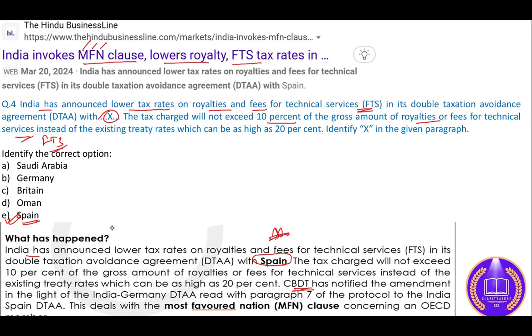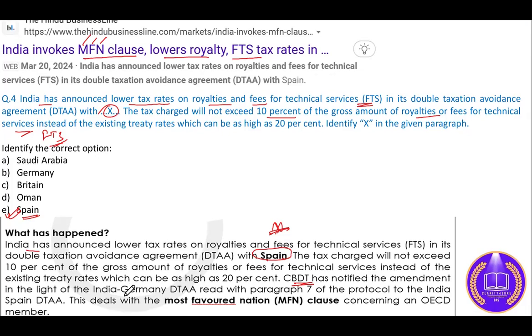CBDT, the Central Board of Direct Taxes, has notified the amendment in the light of the India-Germany Double Taxation Avoidance Agreement, read with paragraph 7 of the Protocol of India-Spain DTAA. This deals with the most favored nation clause concerning the OECD members. All right.